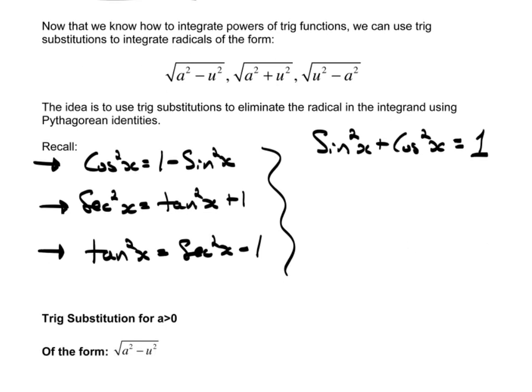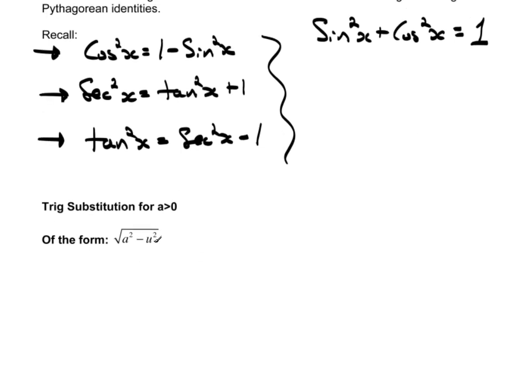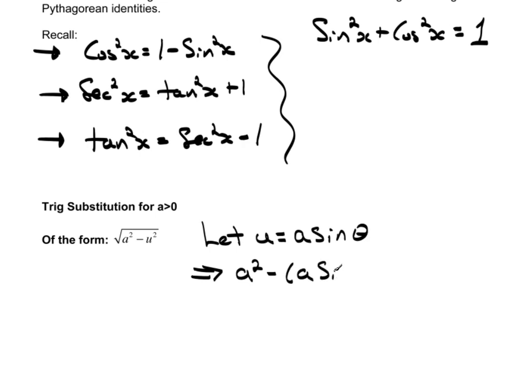So let's take a look here. For a greater than 0, if I have something of this form, a squared, a constant, minus u squared, I will use the trig substitution. Let's let u equal a sine theta. That would then imply that the square root of a squared minus a sine theta squared is actually equal to this.